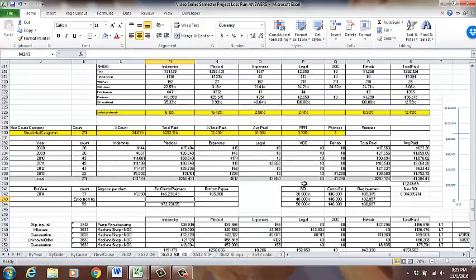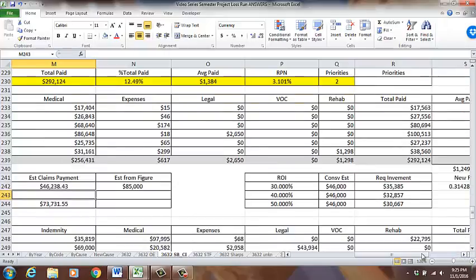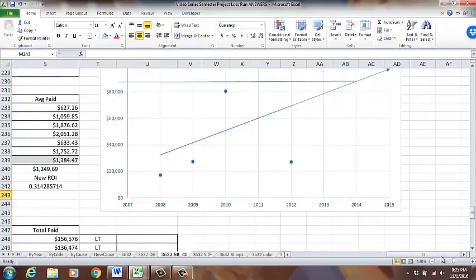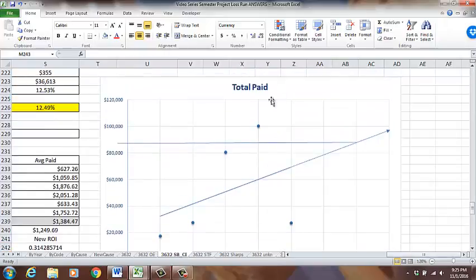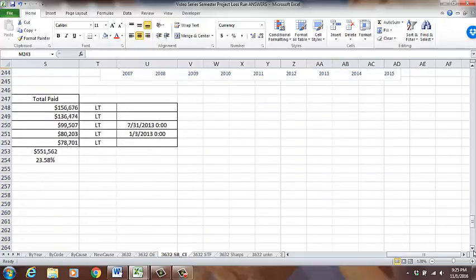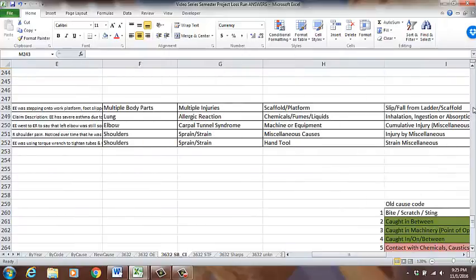for 3632. Looks like struck by, caught in. And as you can see, I guess you maybe can't see because it's not zoomed in, I did some estimates. So similar to the other one, I did some graphic work with the total paid to find out how much it might be. Again, that's the graphical representation. There should be a graph here with the number of claims.